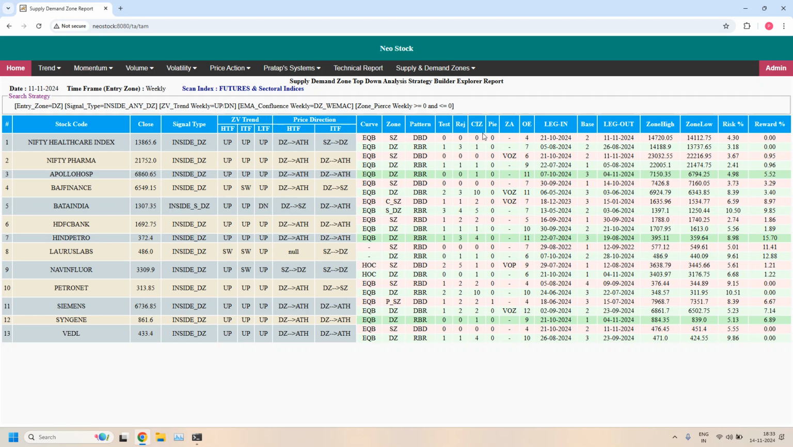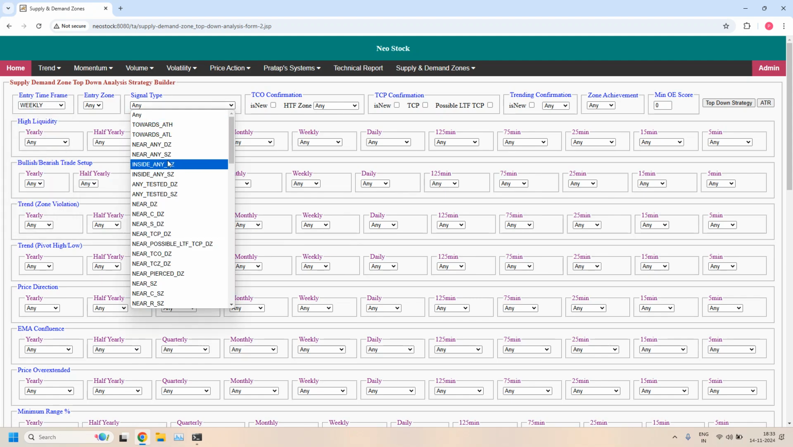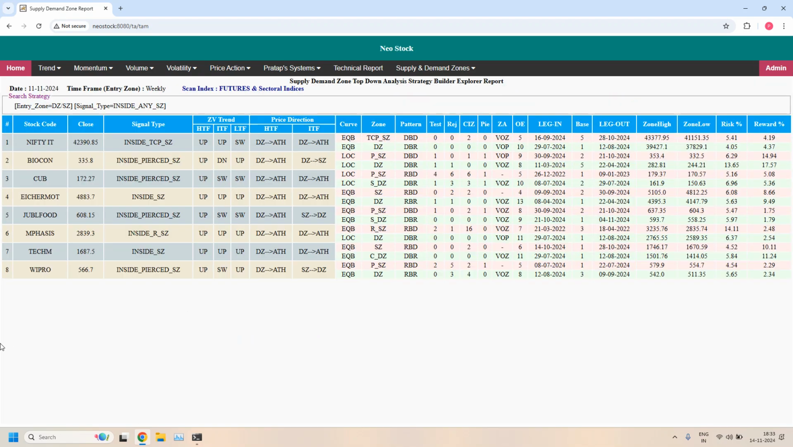Okay, now next for weekly time frame, let's find the stocks where price closed inside weekly supply zone. 8 stocks are filtered.